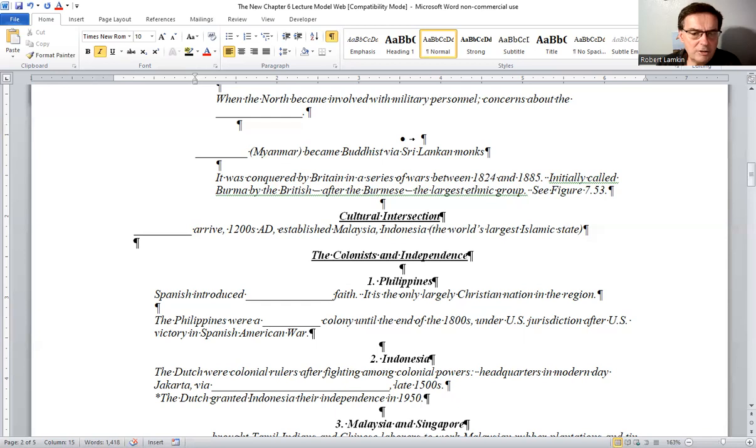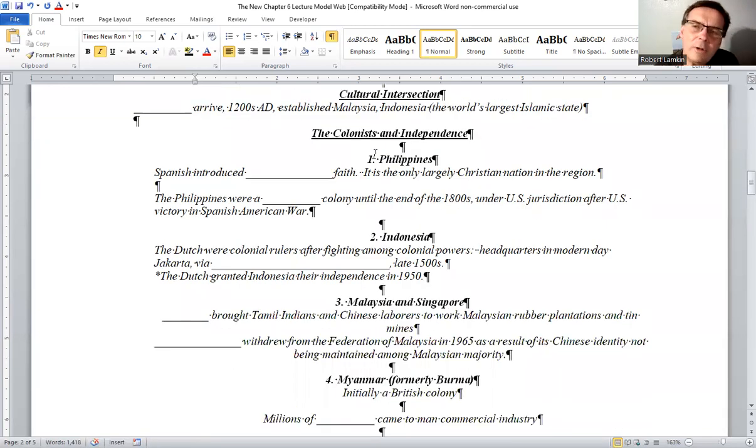So the colonists and independence. And like I said, there was much to be gained from this area in regard to natural resources. Many profits could be made. So who begins to colonize? Or what areas get colonized and by whom? The Philippines. Let's take a look at the Philippines first.